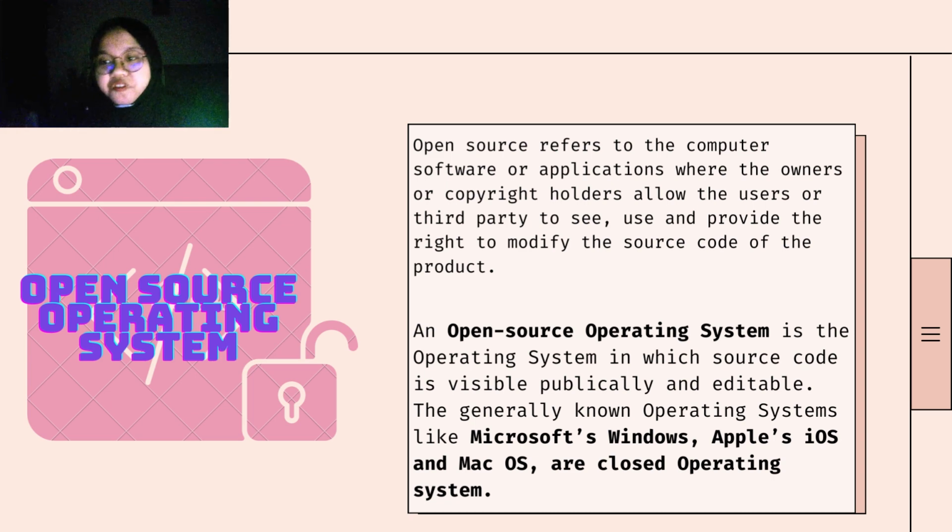Other than that, open source refers to computer software or applications where the owners or copyright holders allow the user or a third party to see, use, and modify the source code of the product. An open source operating system is an operating system in which the source code is publicly visible and editable. The generally known operating systems like Microsoft Windows, Apple's iOS, and macOS are closed operating systems.